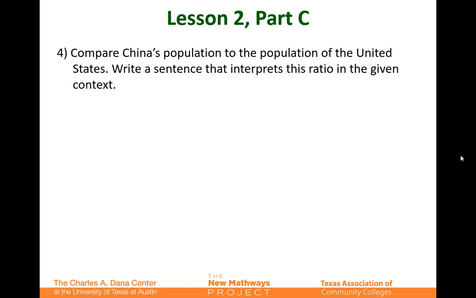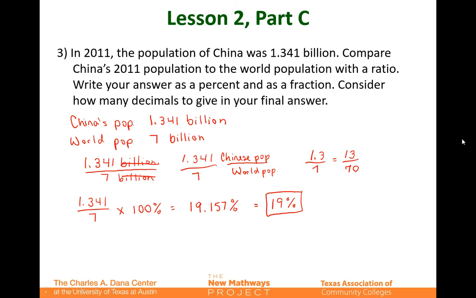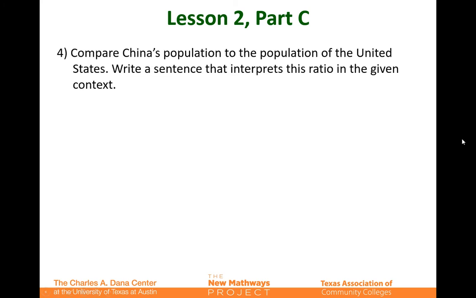Compare China's population to the population of the United States. Write a sentence that interprets this ratio in the given context. So let's go back and get our numbers. China had a population of 1.341 billion. So we have 1.341 billion compared to 311 million. We write this out, that's 1,341,000,000.